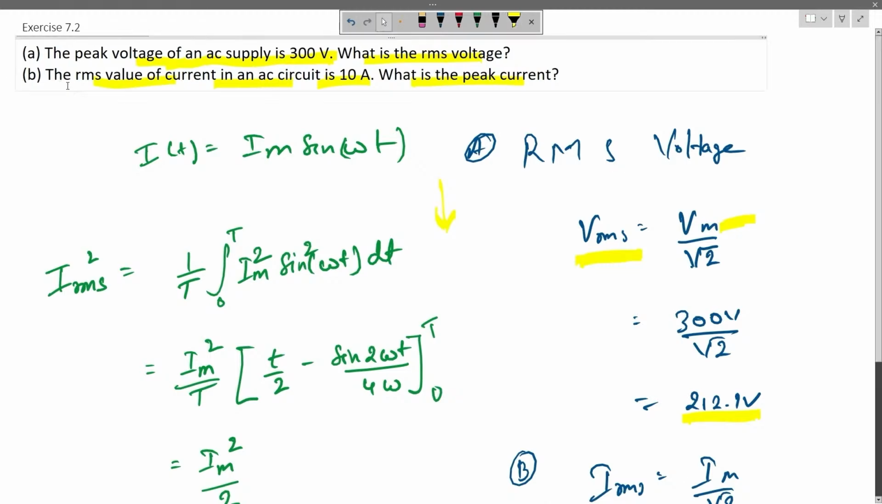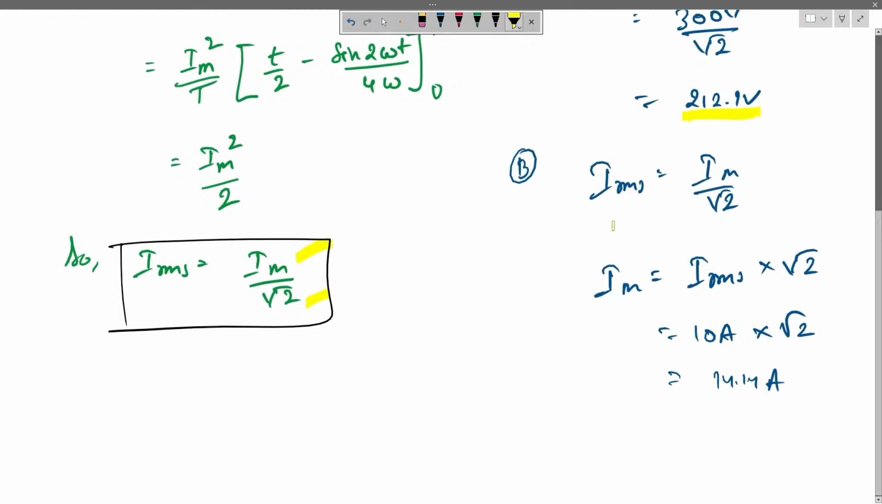The second question was that the RMS value of the current is given and we have to find out the peak current. So again using this formula, in this question we have been given the RMS value, so we will have to find out Im. Rearranging this we will get to know that Im, or the peak current, is equal to 14.14 ampere.